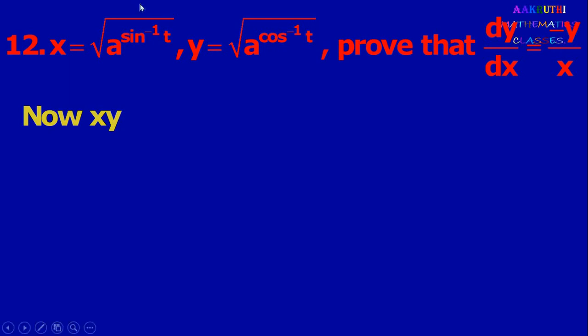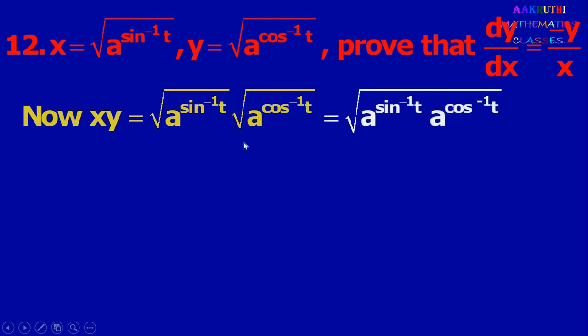Now first we find x into y. We multiply this. So x into y equal to root of a to the power sin inverse t into root of a to the power cos inverse t. And we can multiply this, we can write it inside the same root. We can write it as root of a to the power sin inverse t into a to the power cos inverse t. Now here the bases are the same, we can add the powers and we can write it as root of a to the power sin inverse t plus cos inverse t.